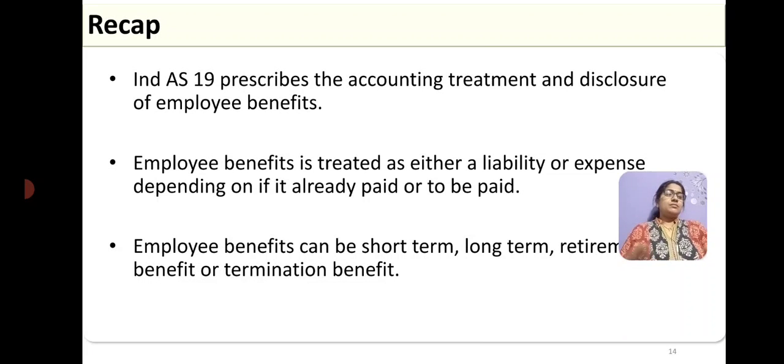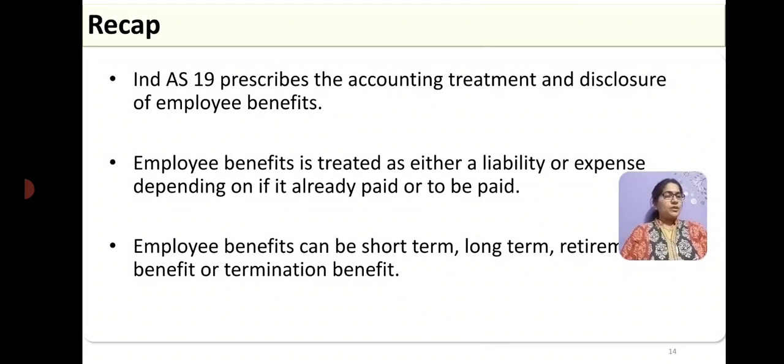If we take a quick recap of what we discussed in Ind AS 19, this talks about employee benefits. It gives the definition of the different types of employee benefits we have: short term, long term, termination, and post-employment benefits. What is the meaning of all that? And what are the conditions in which it has to be treated as an expenditure or a liability, whether it's a current liability or a non-current liability, whether it's a revenue expenditure or deferred expenditure. All such things are described in Ind AS 19.